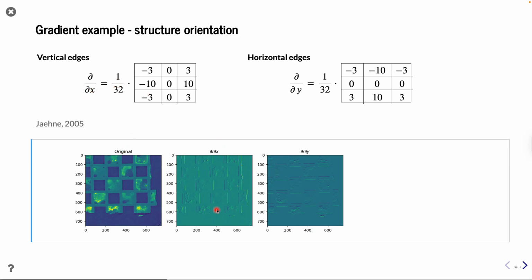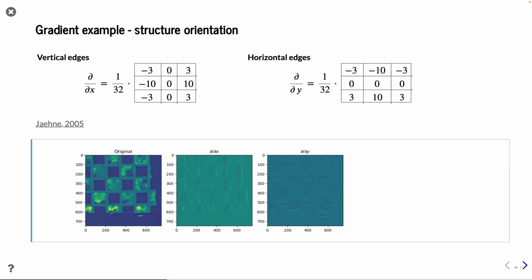Then we have the Laplacian. There are also very many variations of this one. I think the original definition is -6 in the middle, but depending on how much focus you want to put on the central pixel, you can put a different value in this center point.